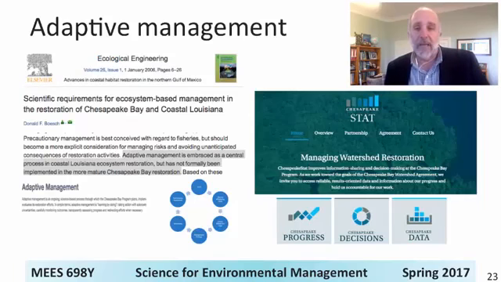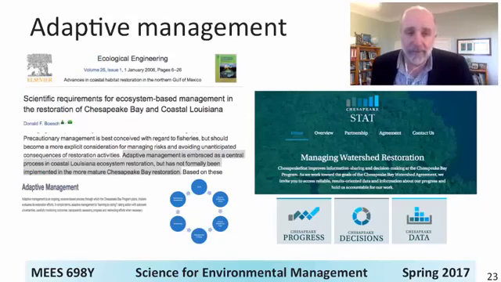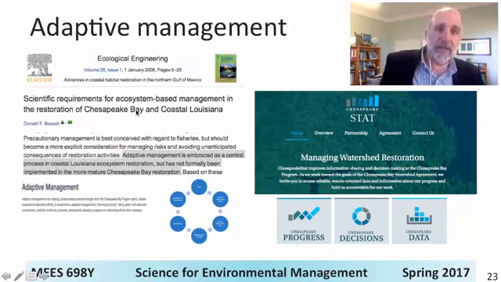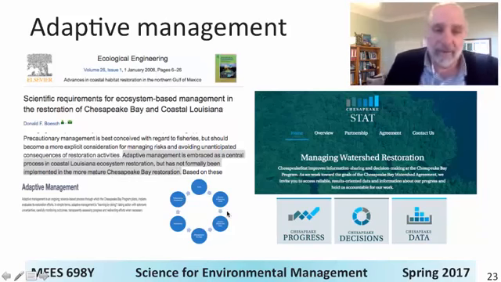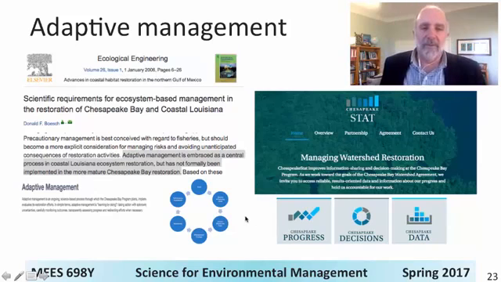In terms of adaptive management, this is something Don's been pushing pretty hard for a long time, and he kind of blasted the Chesapeake Bay back in 2006 in a paper he wrote. He said, adaptive management is embraced as a central process in coastal Louisiana, but it's not formally been implemented in the more mature Chesapeake Bay restoration. And so finally, it took them almost 10 years to be responsive to this call.